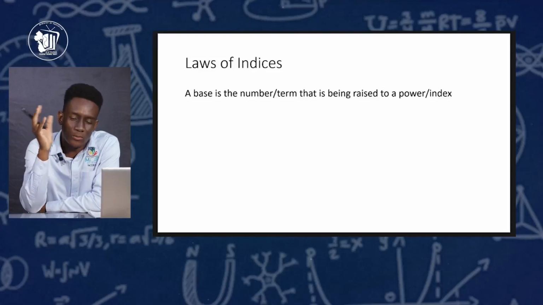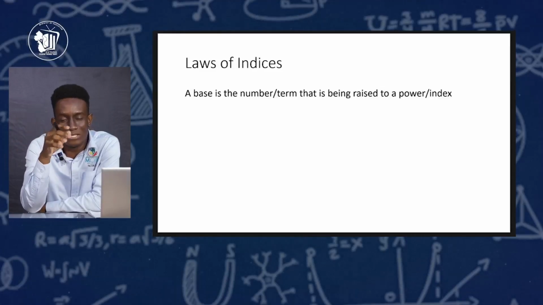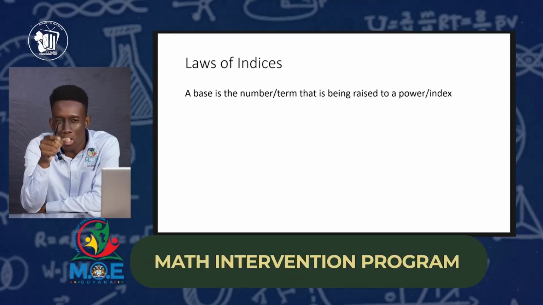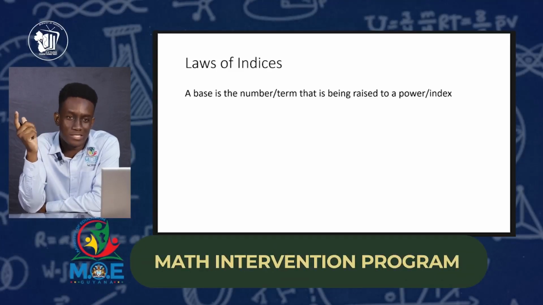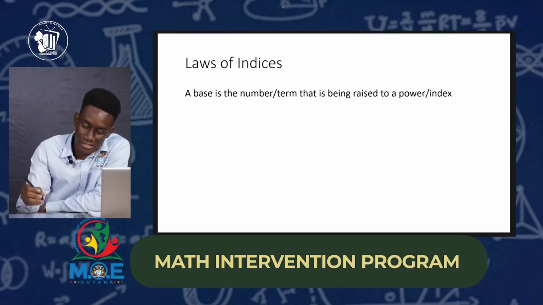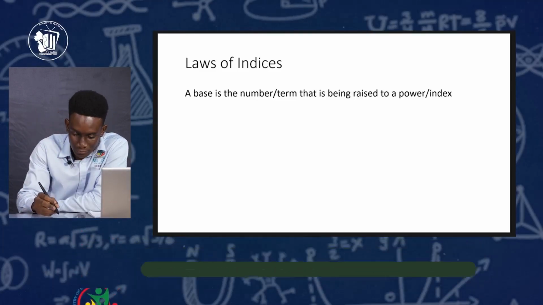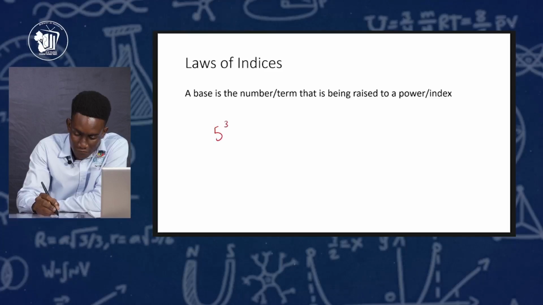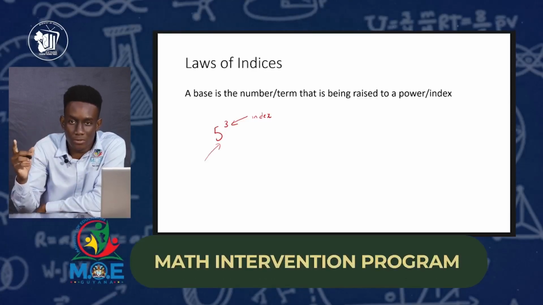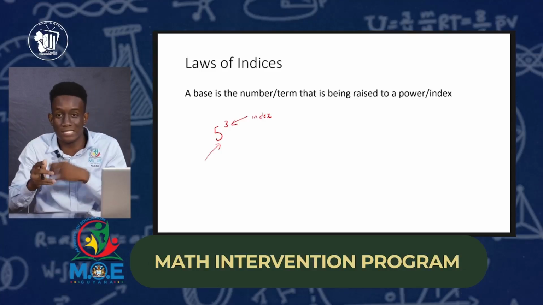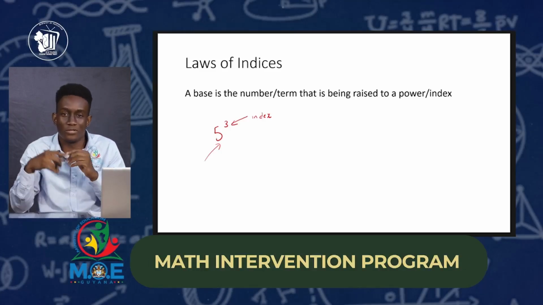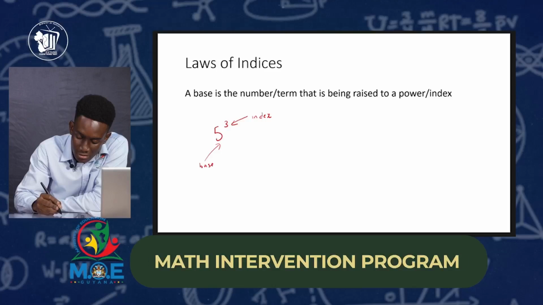So the laws of indices. Before we can actually head into these laws, we must be able to identify what is an index and what is the base. We already know to identify the index: the index is a small number at the top. Let's look at what is the base. Let's say we have a term 5 raised to the third power. We already know that this small number at the top is known as the index. And this 5 that is being raised to the power is called the base. The base is the number or term that is being raised to a power. So this is called the base.